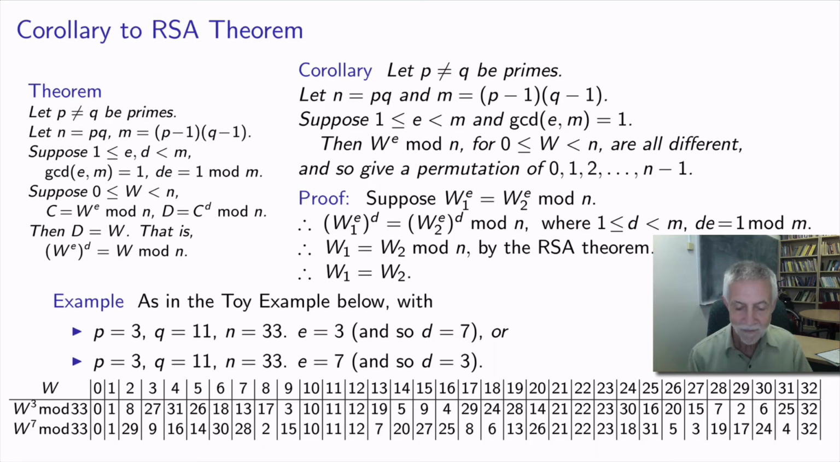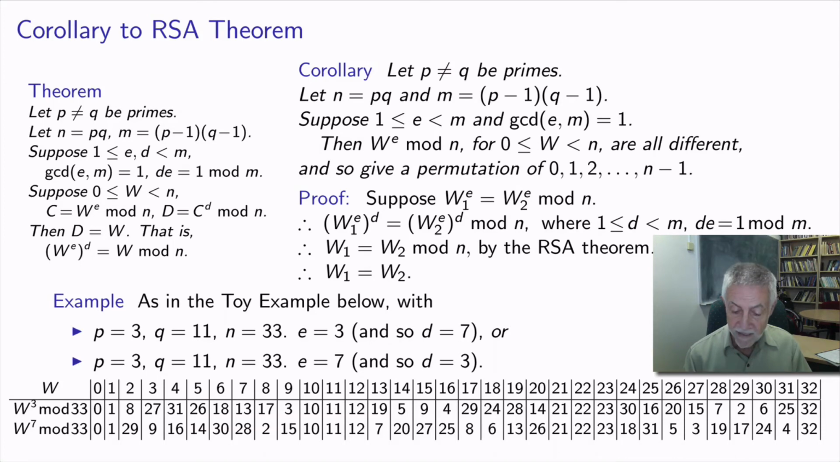So here is an example of the RSA corollary. We take p equal to 3 and q equal to 11, certainly primes, multiply them, n is 33, and m in this case will be 20. And then we can take e equal to 3, because certainly the greatest common divisor of 3 and 20 will equal 1. So the hypotheses of the corollary are true.